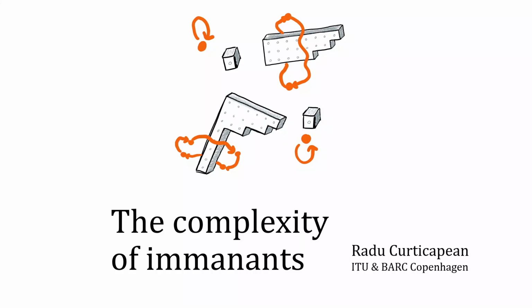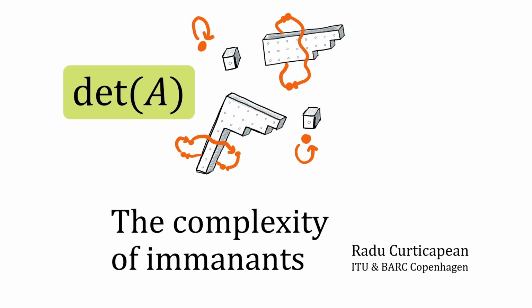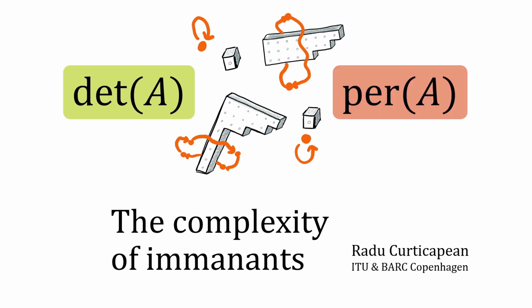Welcome to my presentation about the complexity of immanence. Let me start with a micro summary of this talk. In a nutshell, immanents are a particular class of matrix functionals. This class contains the determinant, which we all know, and the permanent, which you may have encountered as well. These are extreme cases of immanence, but there are more.